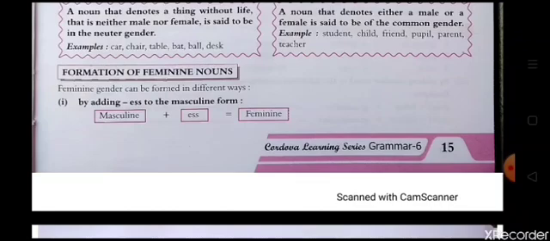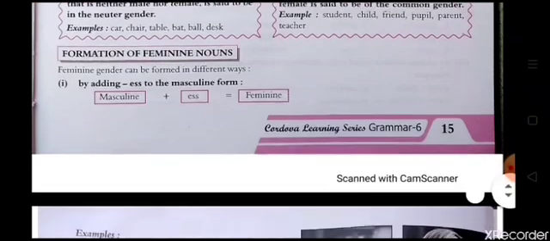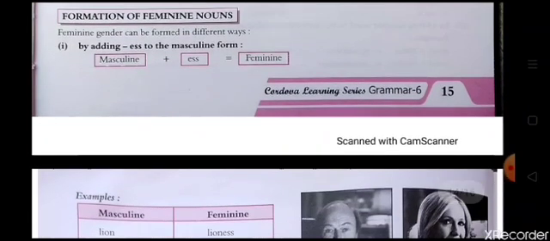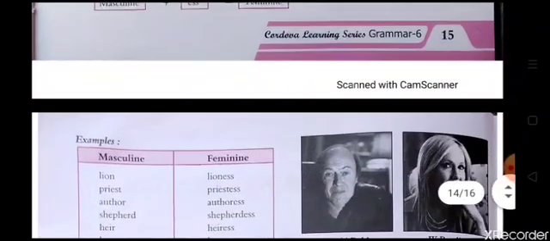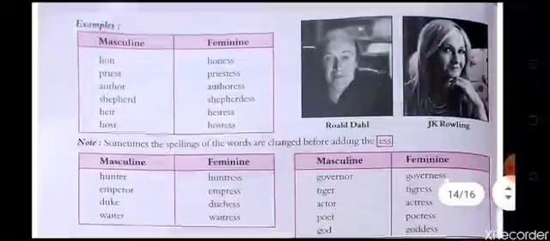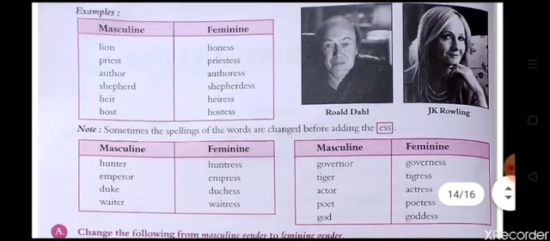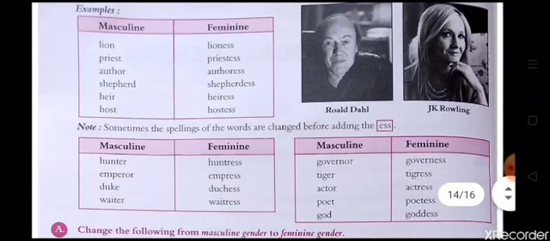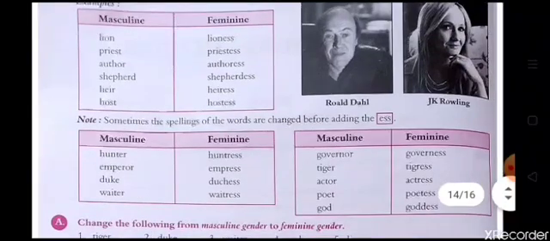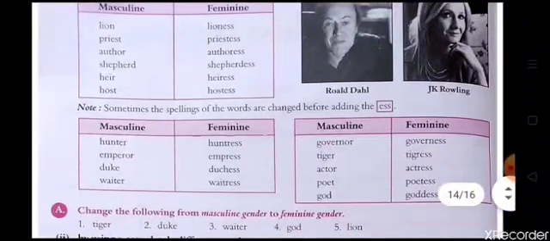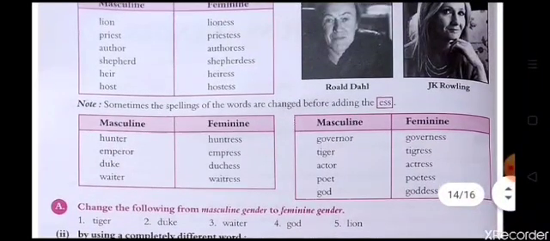Formation of feminine gender. Feminine gender can be formed in a different way by adding ess to the masculine form. Masculine plus ess equals feminine gender. For example, masculine and feminine gender: lion, lioness; priest, priestess; author, authoress; shepherd, shepherdess; hare, hares; host, hostess.